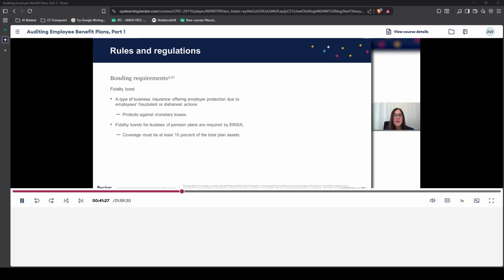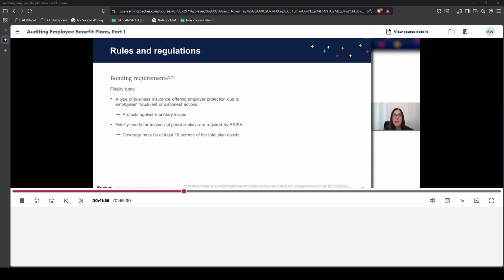Your plans also have to be covered by a fidelity bond. This is another one of those rules and regulations that can sometimes get overlooked by both plan sponsors as well as auditors. But every plan must be covered by a fidelity bond. Now, a fidelity bond is something completely different than fiduciary liability insurance. Those are two different things.